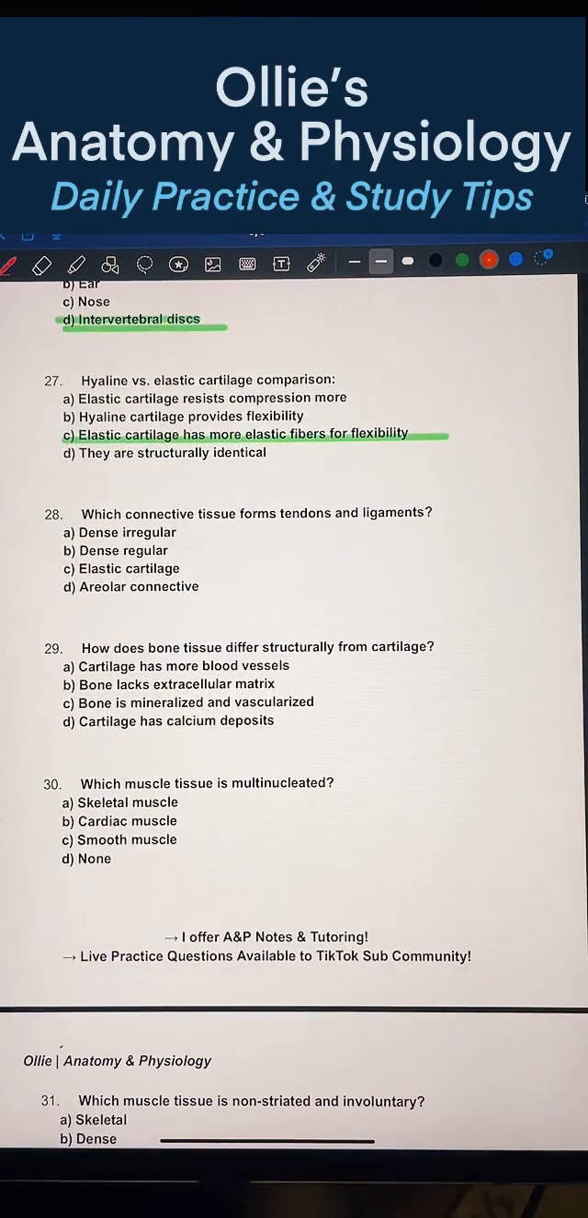Number 28, which connective tissue forms tendons and ligaments? A, B, C, or D? Tendons and ligaments. A, B, C, or D. Which one? Number 28.